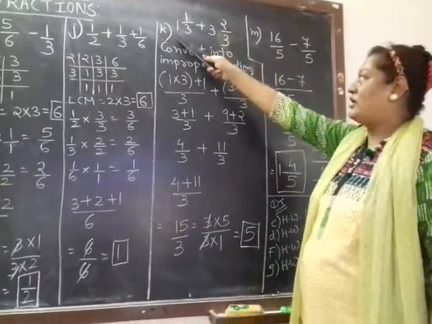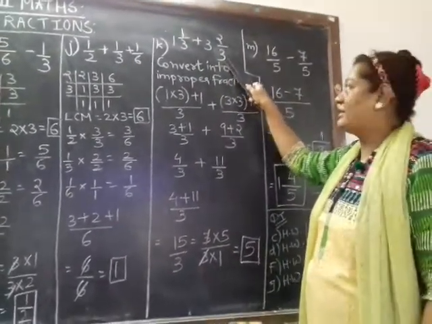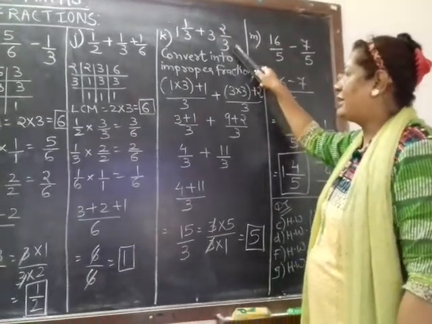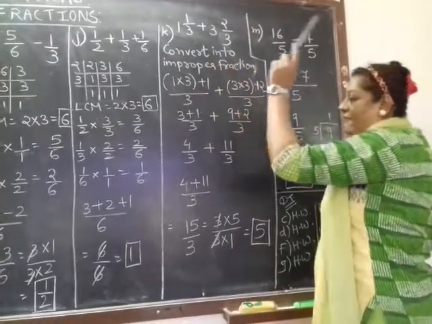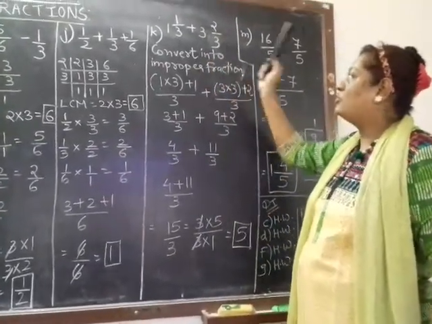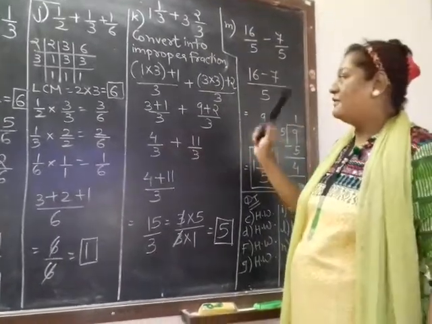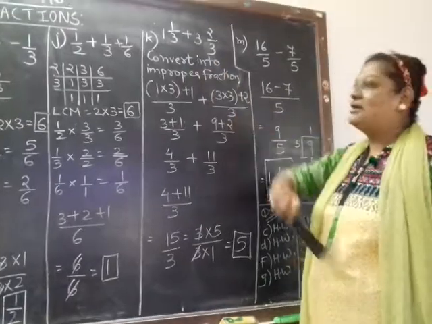Mixed fraction means what? A whole number and a proper fraction. When I talk about proper fraction, that means numerator is smaller, denominator is bigger. Whenever this kind of sum comes, every time compulsory you have to convert this mixed fraction into improper fraction. So how? Denominator will be multiplied with whole number plus numerator.